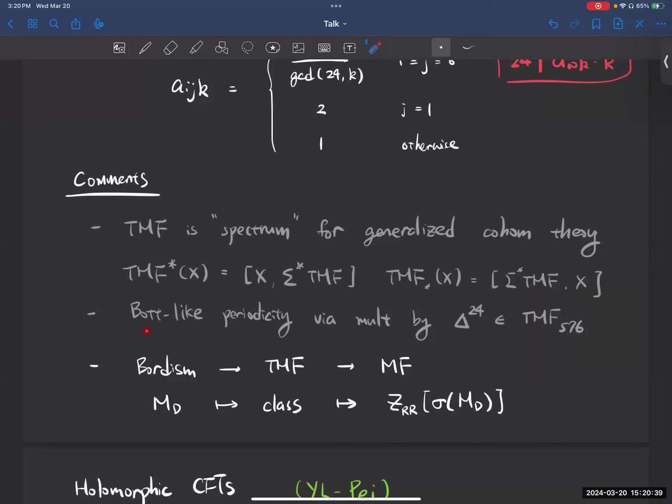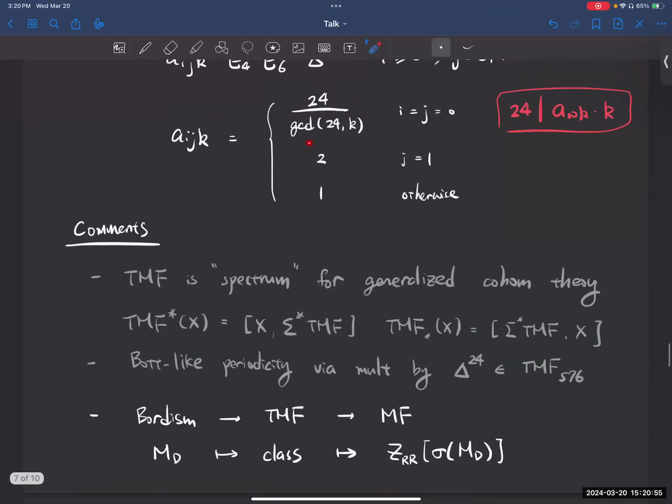If you're familiar with KO, you might know that there's some bulk periodicity. There's something very similar here, but the periodicity is much, much bigger. It's 576, and it's given by multiplication by this invertible element, which is delta to the 24. Notice that because of this formula, delta itself is not invertible. But if you raise it to the 24th power, then it is invertible. And so the periodicity is given by this.